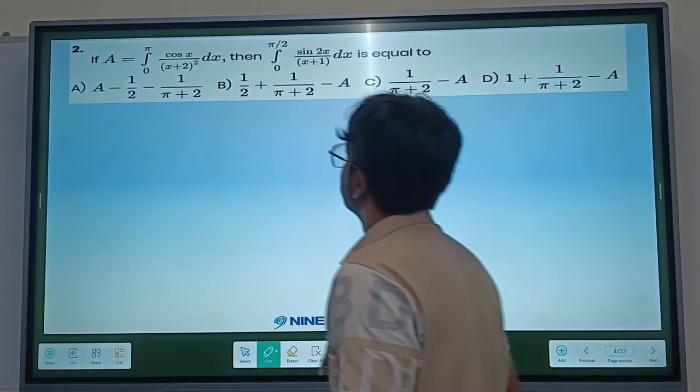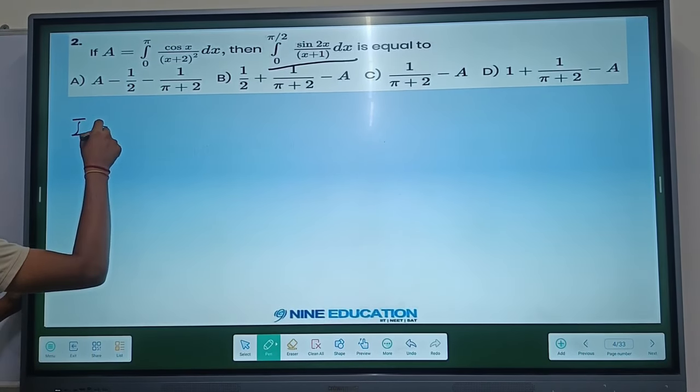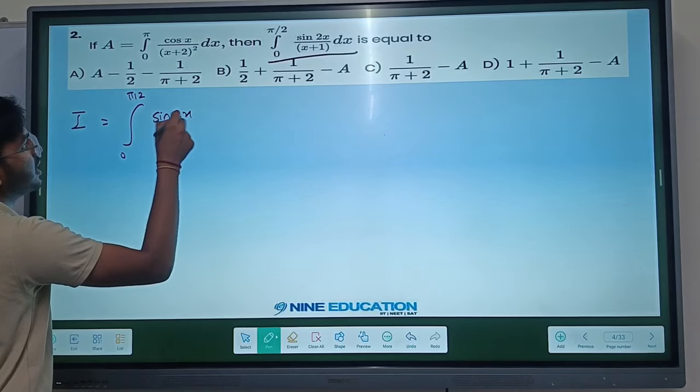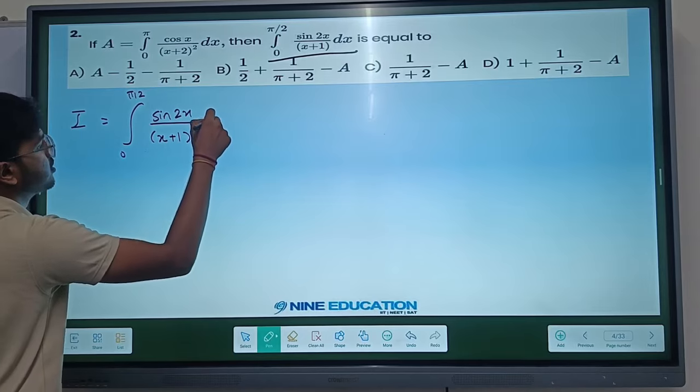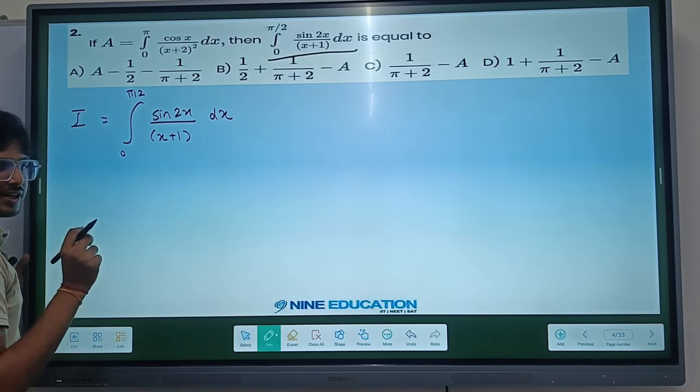Alright, let's start with question number 2. Let's say this integral value is asked. So we'll take this integral value as I, the integral from 0 to pi by 2 of sine 2x divided by x plus 1, into dx. So what will we do? We'll solve this using integration by parts.